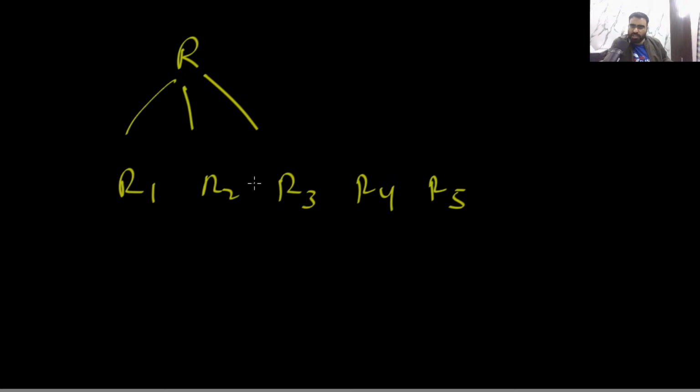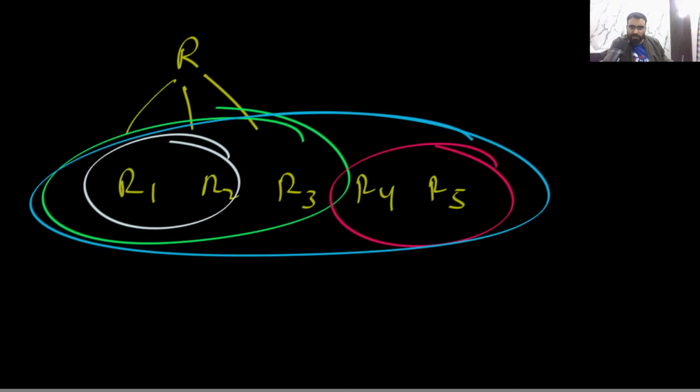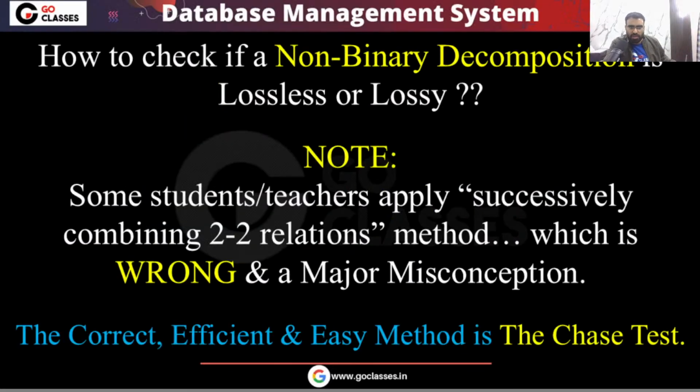Some students and some teachers successively combine two sub-relations. For example, they will combine these two, then these two, then these two, then these. Basically, they successively combine two relations. You can read this here: successively combine two relations. This method they will apply.